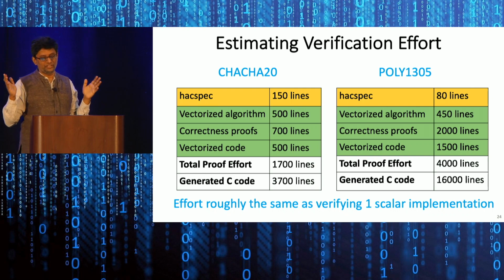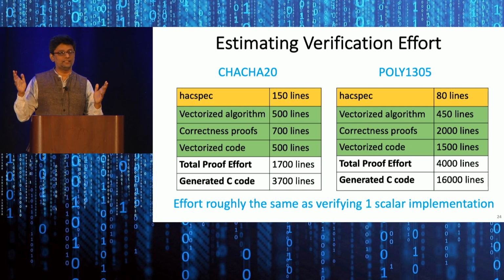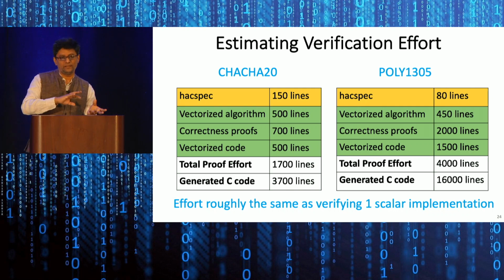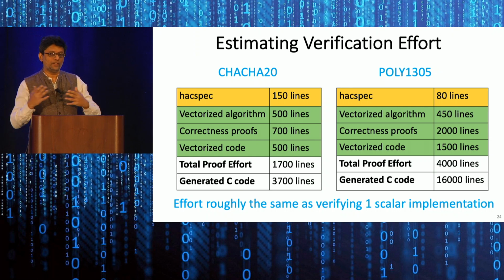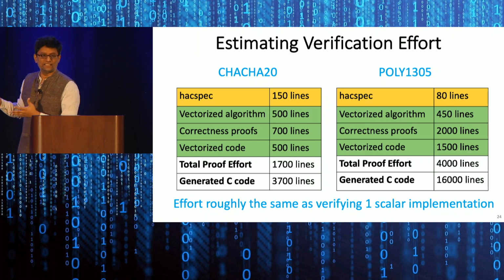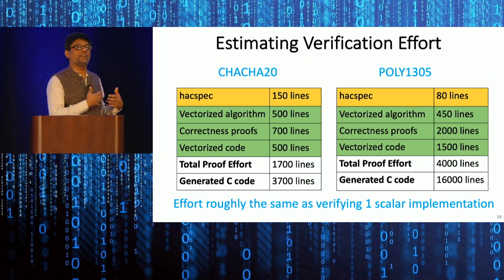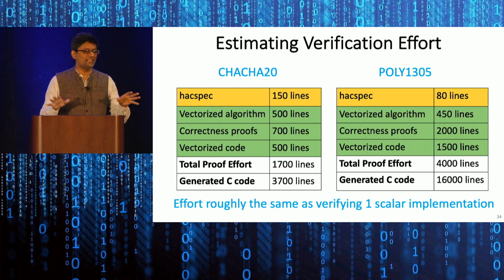So for ChaCha, we had to write about 1,700 lines of code plus spec plus proof, and for Poly, about 4,000 lines, okay? So if you look at the C code that is actually generated, because they're generating 3 implementations of each, now our proof effort is far less than what the C code is, okay? But that's maybe not fair.